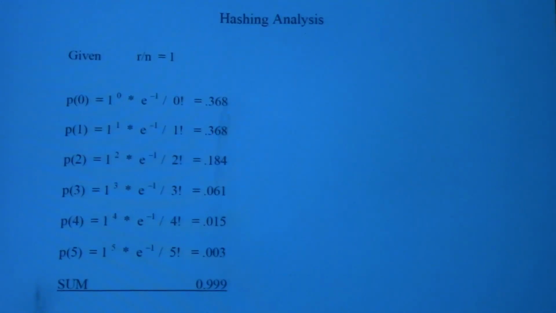Okay, so what that means is that if you add these two together, it's 73%, let's call it 74%. What's 1 minus 74%? 26% of the slots will have 2 or more records going to them. That's our expectation. Our expectation is that 26% of our slots are going to have 2 or more records. Does that sound good or bad?